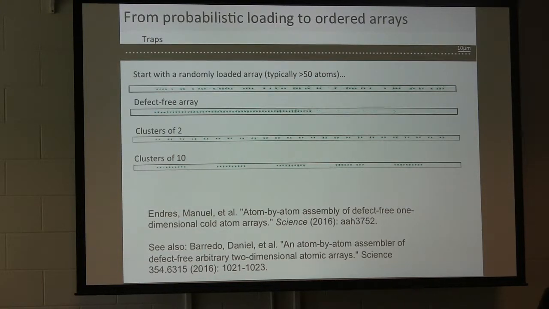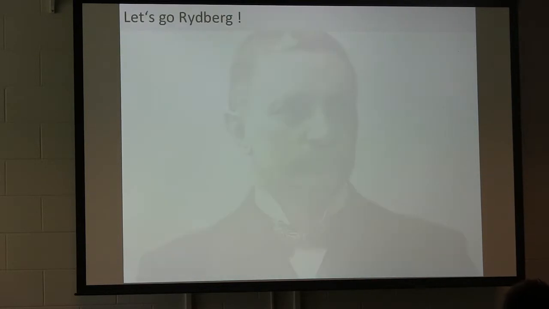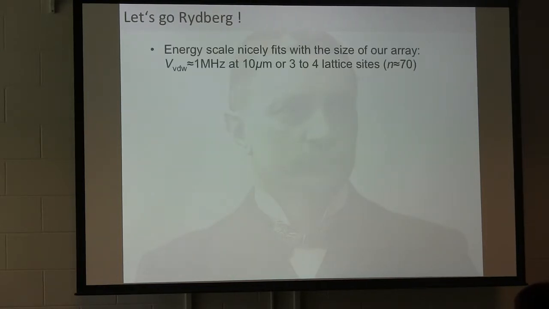And so to make neutral atoms interact at such distances, what we do is to turn on Rydberg interactions. And basically it turns out that the van der Waals interactions are nicely suited to our experiment, because for very reasonable values of the principal quantum number, say n equals 70, the van der Waals interactions are still the dominant term up to like 10 microns, which is 3 to 4 lattice sites in our case.